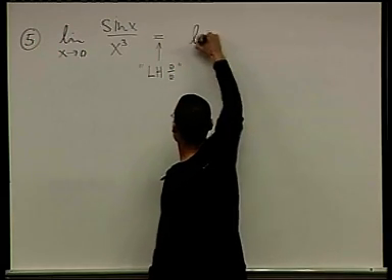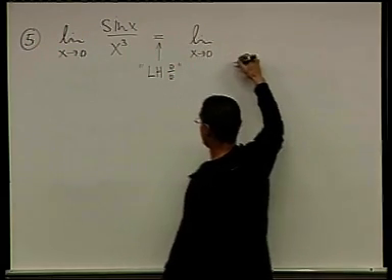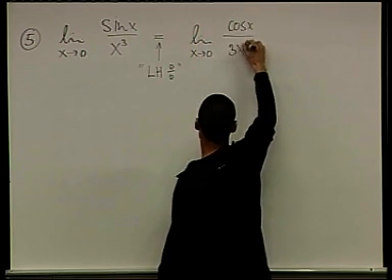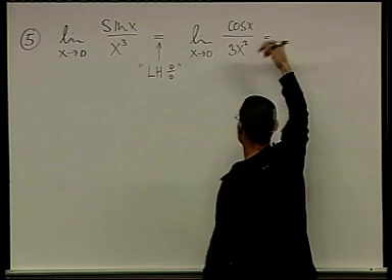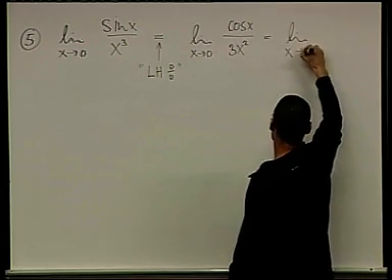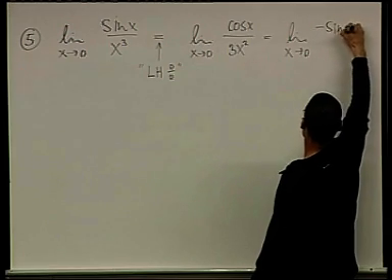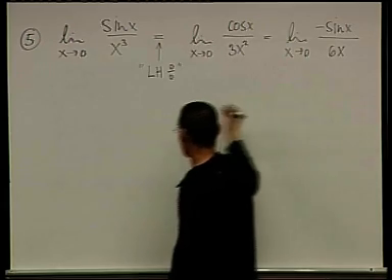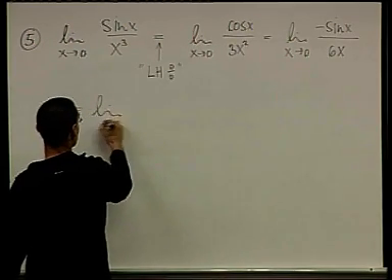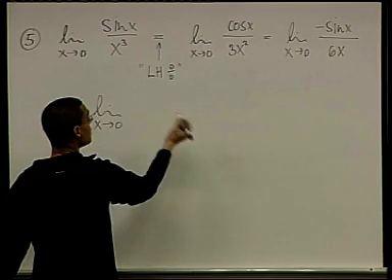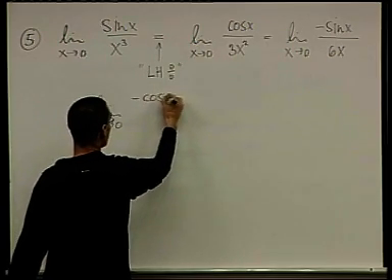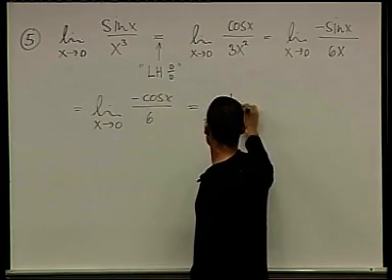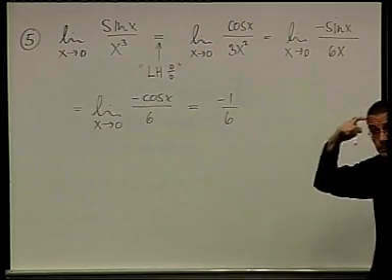Right, so I'm going to write limit x goes to 0. The derivative of sine is cosine. The derivative of x cubed is 3x squared. I'm going to use it again, so it's the limit x goes to 0. The derivative of cosine is minus sine, divided by the derivative of 3x squared, which is 6x. I'm going to use it again, so it's limit x goes to 0. The derivative of minus sine is minus cosine. The derivative of 6x is 6. So the limit is minus 1 over 6.